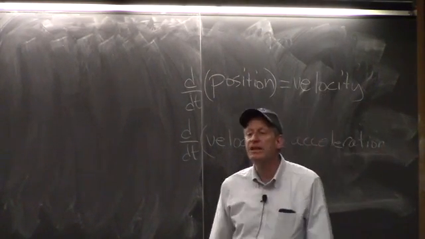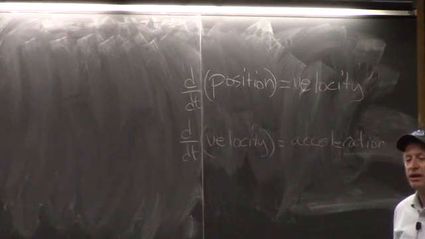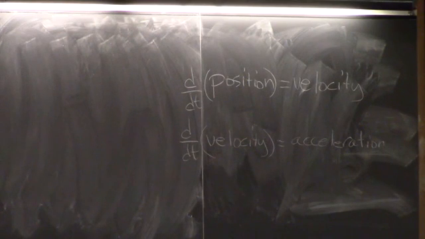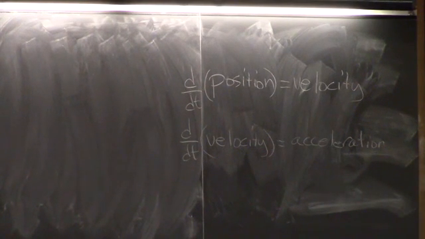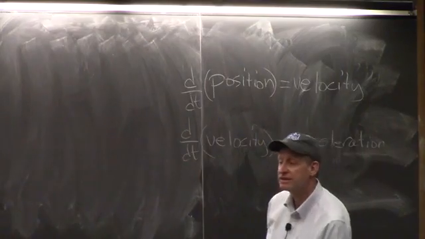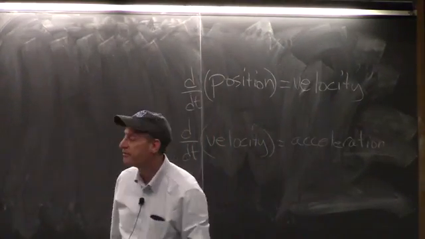For those of you who don't know what this means, velocity is how fast something is moving and what direction it's moving. Okay? It's kind of like speed, but the direction also matters. So you can go 50 miles an hour east, or you can go 50 miles an hour west. Okay? That's velocity.